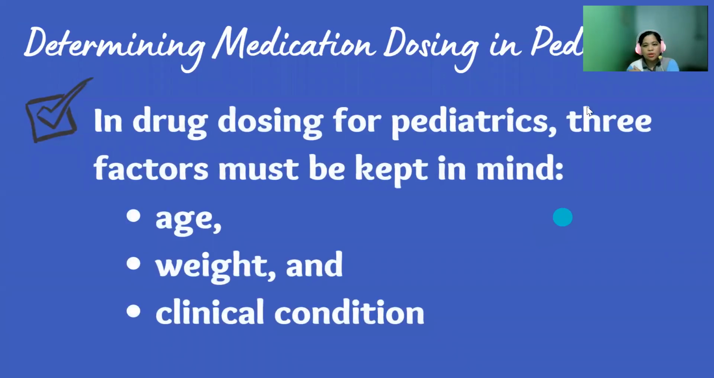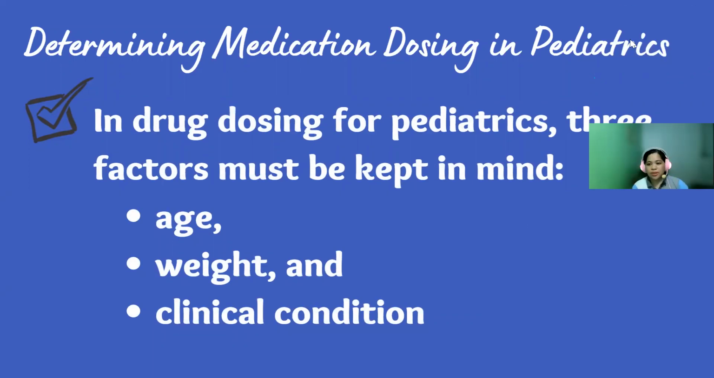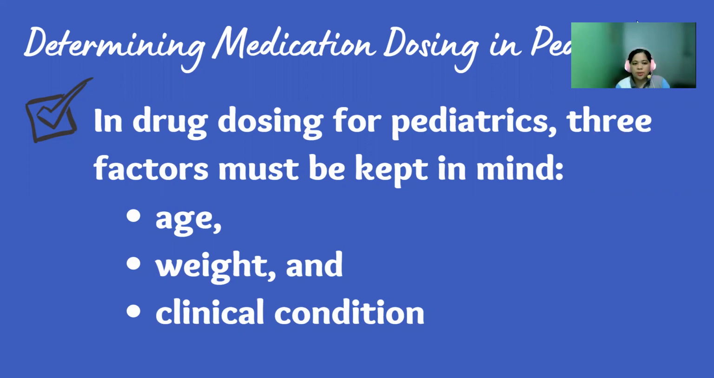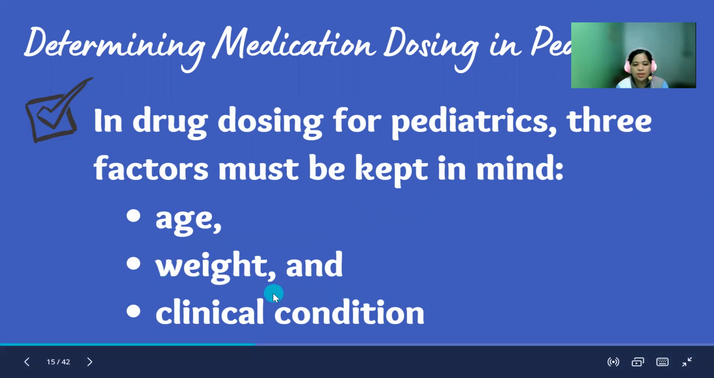So next, determining medication dosing in pediatrics. Okay? So in drug dosing for pediatrics, 3 factors must be kept in mind. First is the age. Second is weight. And third is clinical condition. So before we proceed, pediatrics means children. Okay?